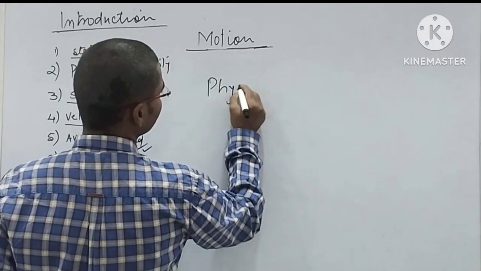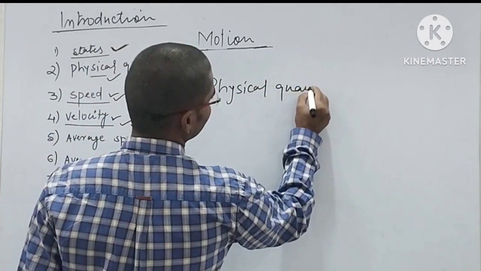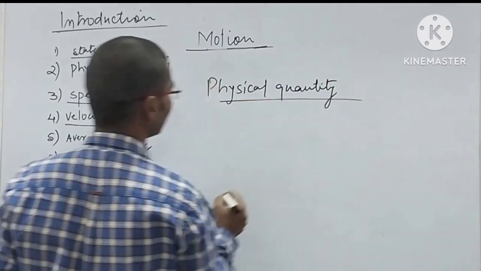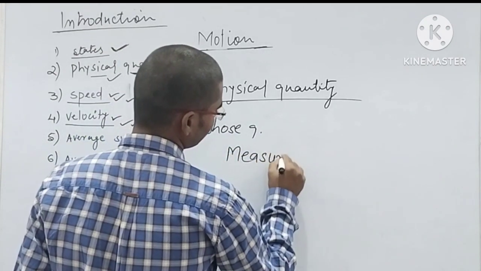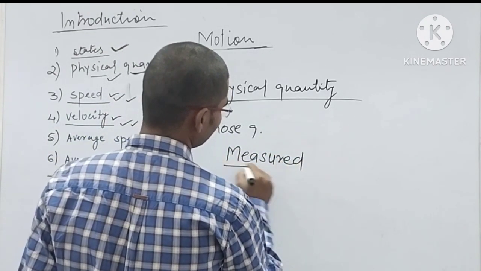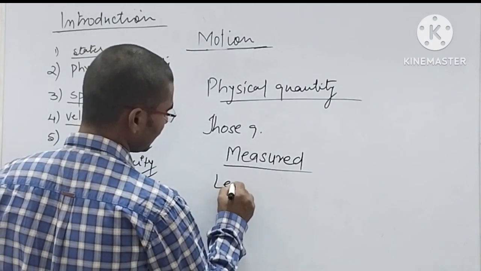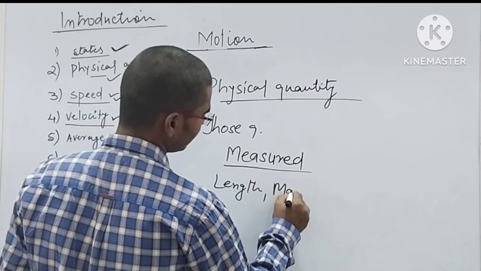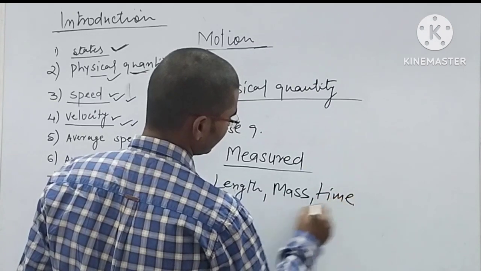Physical quantity. Those quantities which can be measured are called physical quantities. For example, length, mass, time, etc.